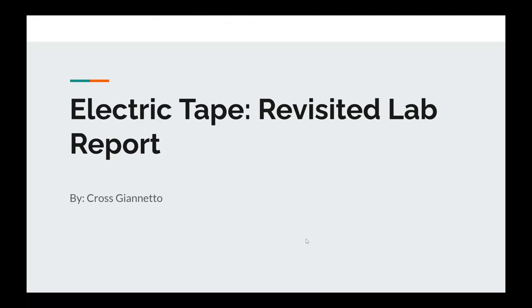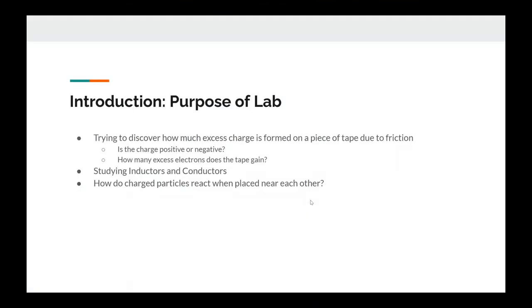The Electric Tape Revisited Lab by Cross Janetto. The purpose of this lab is we're trying to discover how much excess charge is formed on a piece of tape due to friction. And we are trying to discover if the charge is positive or negative and how many excess electrons. We are studying inductors and conductors and how charged particles react when placed near each other.